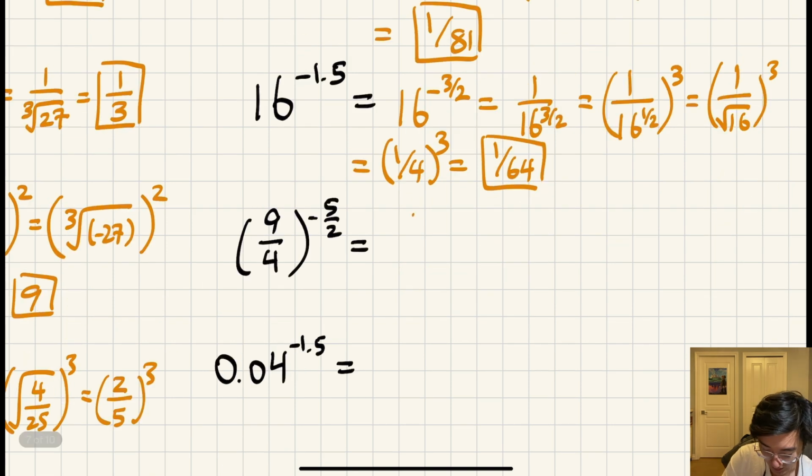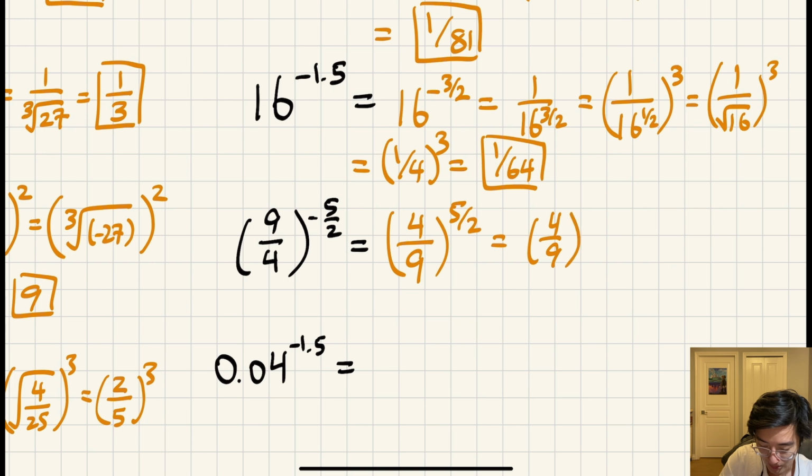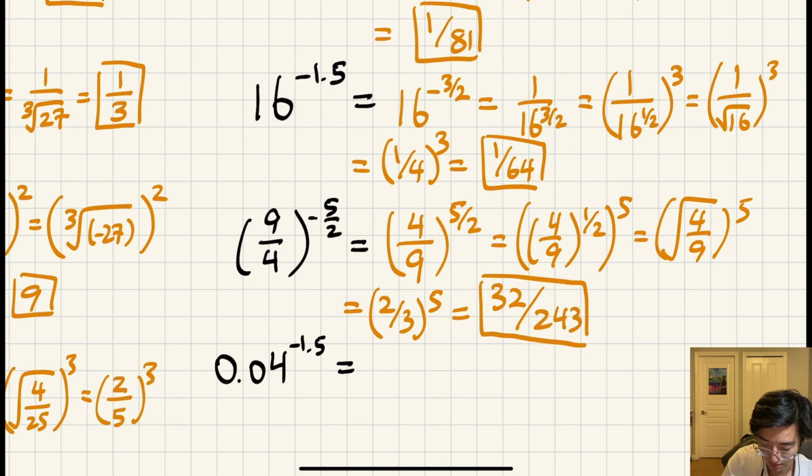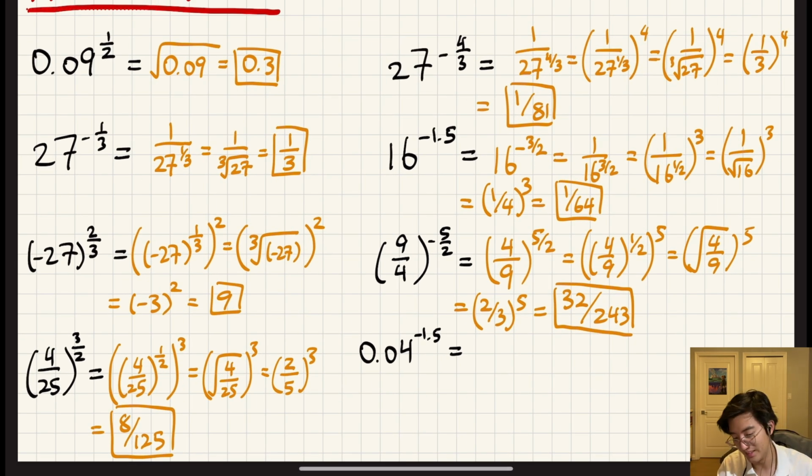Next, 9 over 4 to the power of negative 5 over 2. We got a negative exponent, so we can flip it to get 4 over 9 to the power of 5 over 2. We can split that exponent into 1 over 2 and power 5, getting us the square root of 4 over 9 to the power of 5, which is 2 over 3 to the power of 5, which is 32 over 243. All right, last one.